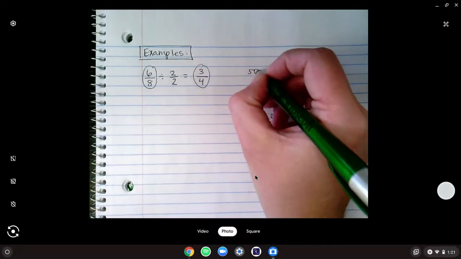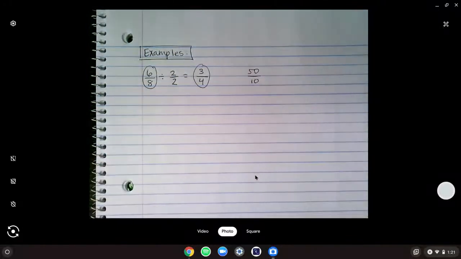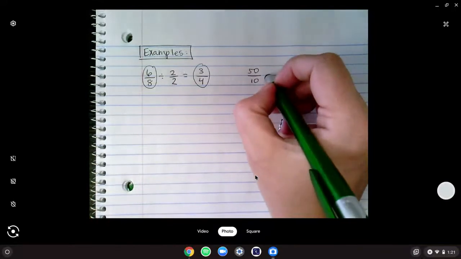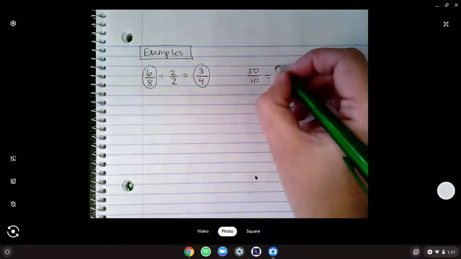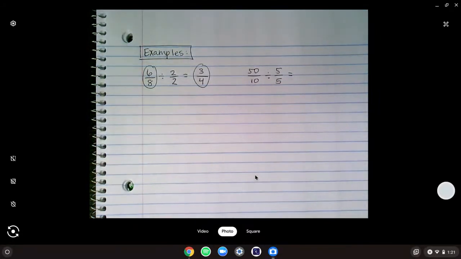Next to it, let's do 50 tenths. What kind of fraction is this? 50 tenths. Yeah, it's an improper fraction. Improper. So, will it make sense if our answer is also improper? Yeah, it will, because we know we're starting with an improper fraction. We're just making it equivalent. This time, let's divide by 5/5.